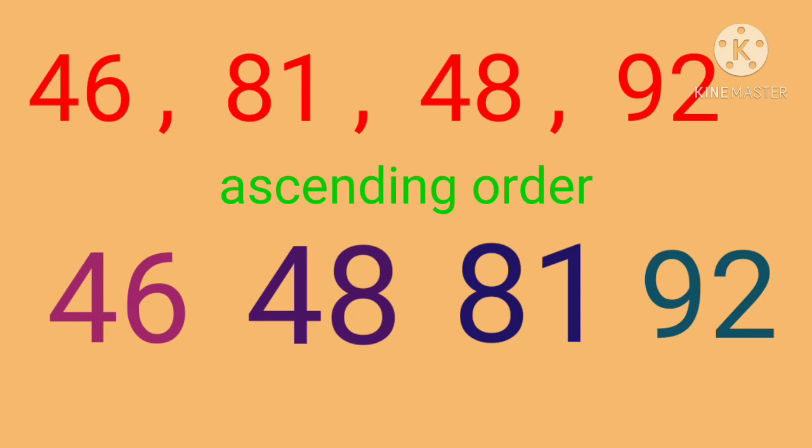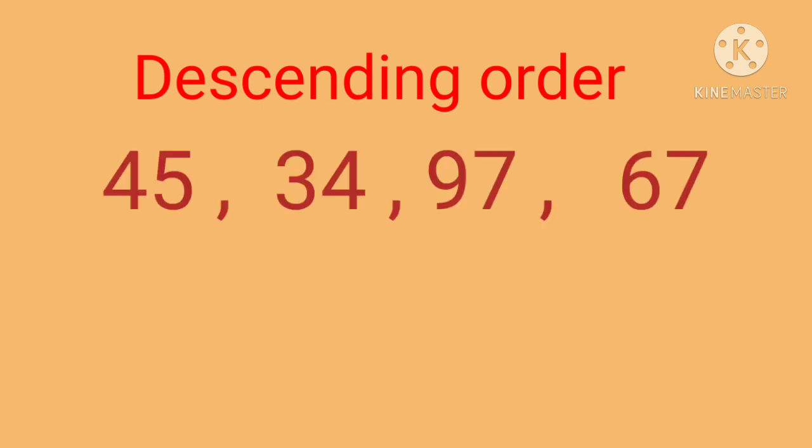Then we write 92. Next, let us see how to arrange numbers in descending order. We know in descending order, we will arrange the numbers from biggest to smallest. Example, 45, 34, 97, 67. Tell me children, how you arrange these numbers in descending order?